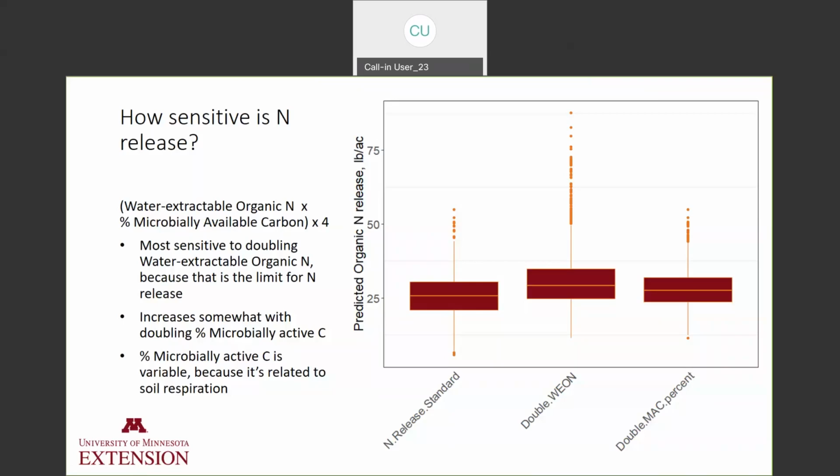So there's the largest effect of doubling water extractable organic nitrogen because that represents the limit for nitrogen release. Microbial active carbon tends to be a little bit more variable because it's related to soil respiration, which I'll talk about more later. But I think if you see a number you don't expect in this predicted organic nitrogen release column, I would go back to your water extractable organic nitrogen number, see if that's especially high or low, and see if you've hit your limit essentially, and that your nitrogen release calculation is the same as your water extractable organic nitrogen.